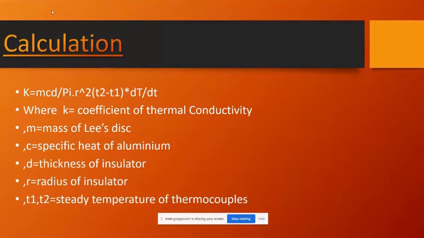K is given by m s d upon pi r square (T2 minus T1) multiplied by dθ by dt, where m is the mass of the leach disc, s is the specific heat of aluminium, d is the thickness of the insulator, r is the radius of the disc, and T1, T2 are the steady state temperatures of the thermocouples. Next slide.